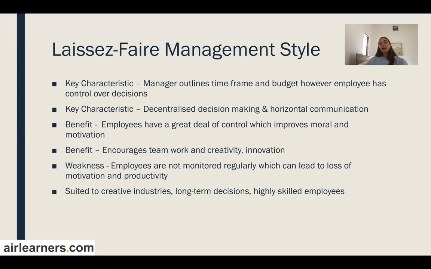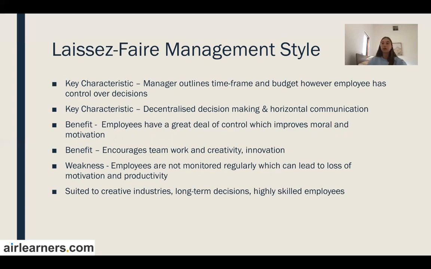So one main benefit of a laissez-faire management style is that employees have a lot of control and therefore they're more motivated, and it improves corporate culture within the business. They feel respected and they feel rewarded by their manager. It also encourages teamwork and creativity and innovation between employees, because employees can collaborate and help each other finish their tasks. And so it's really well suited to creative industries.